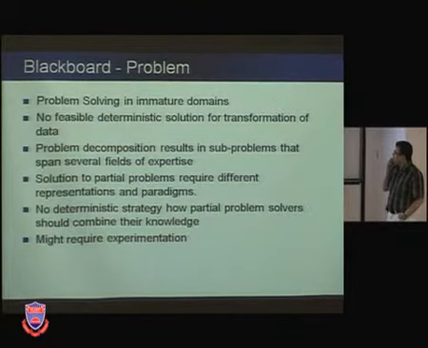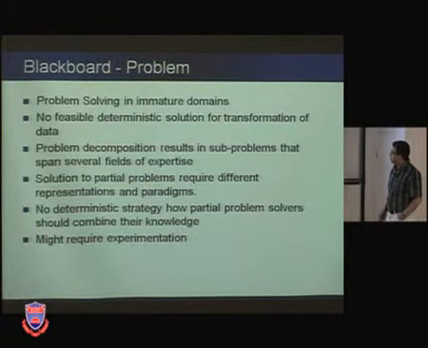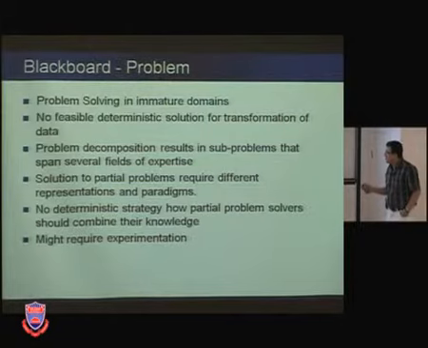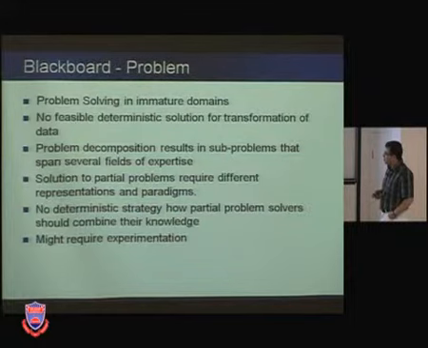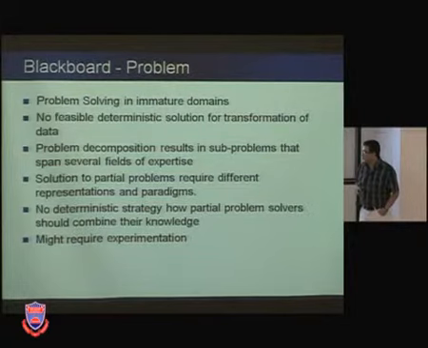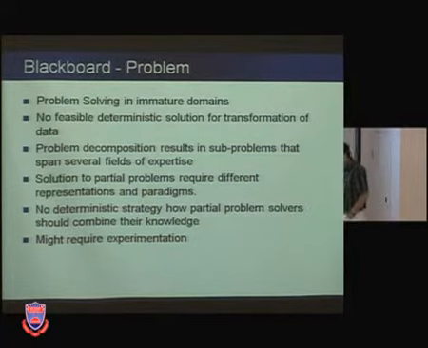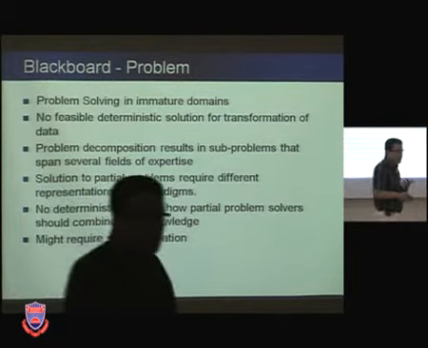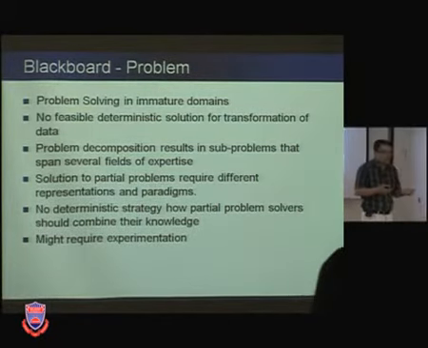This is typically for problem solving in immature domains, where you don't have a feasible deterministic solution. The problem decomposition results in sub-problems that require different fields of expertise. The solution to partial problems requires different representations and paradigms. You don't have a deterministic strategy for how partial problem solvers should combine their knowledge, and it might require experimentation. Problem solving in an immature domain requires multiple domain experts, but we would like to actually experiment. Okay.